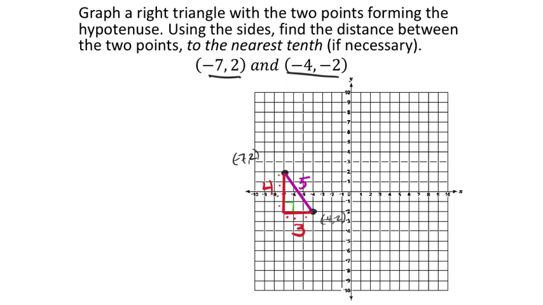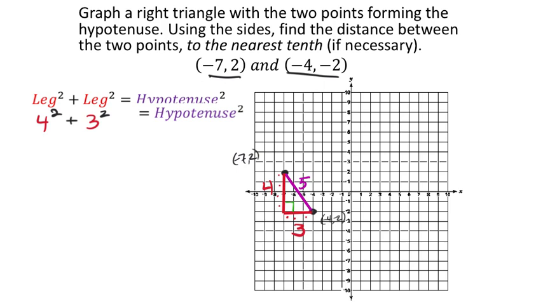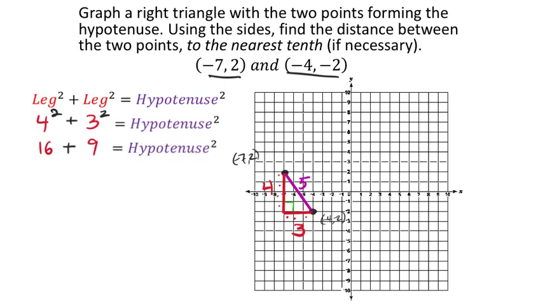So let's use the Pythagorean theorem to figure out why this is 5. My first leg I'm going to say is the 4, although you could make it 3. The second leg I'll make 3. If I take 4 to the power of 2 and add 3 to the power of 2, it's going to be the same as the hypotenuse also to the power of 2. So, evaluating these, 4 to the power of 2 is 16. 3 to the power of 2 is 9, 3 times 3. So 16 plus 9 is going to be equal to the hypotenuse squared.